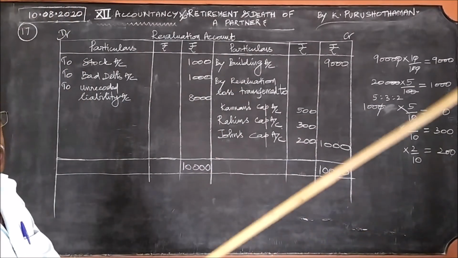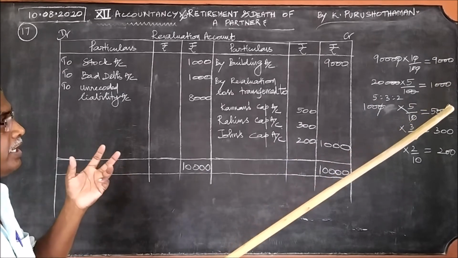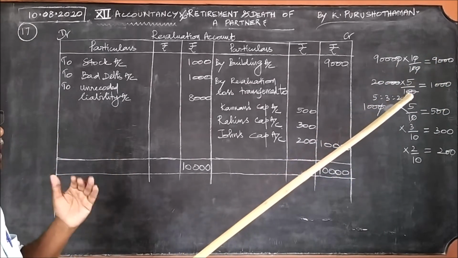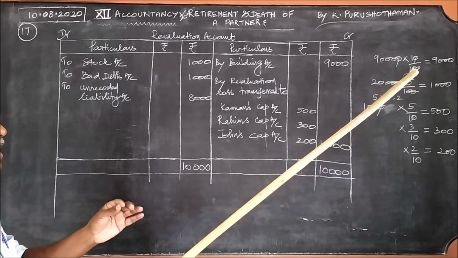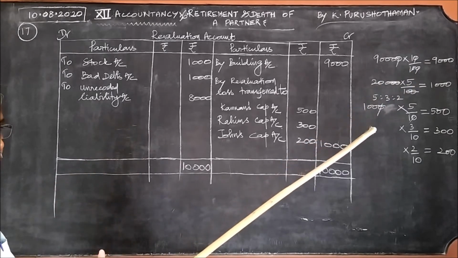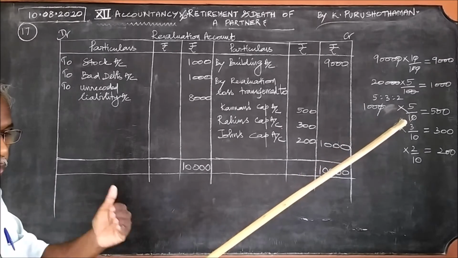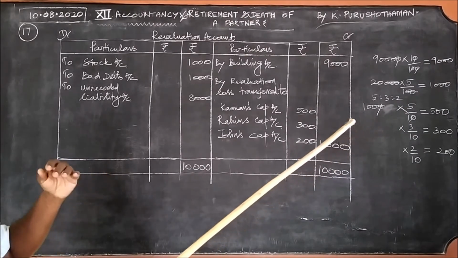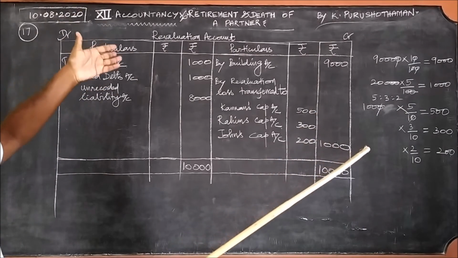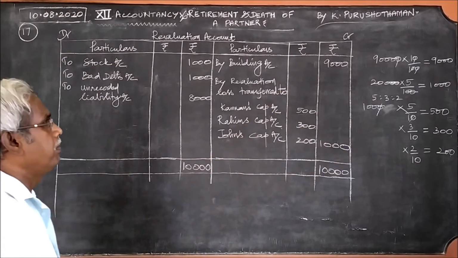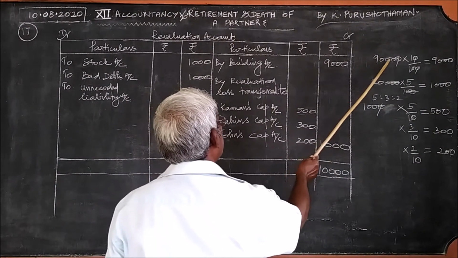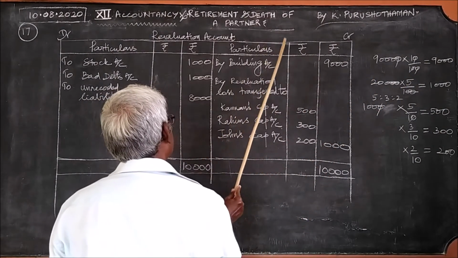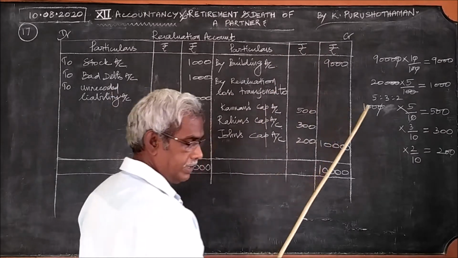There are 5 adjustments where we should see these profit items and loss items. The profit items and the loss items should be seen under the balance sheet. There are 5 adjustments there. The first one, appreciation, that is increase in the value of building, 10%, building value 90,000, therefore 10% is 9,000. It is increased, so it is written on the credit side.